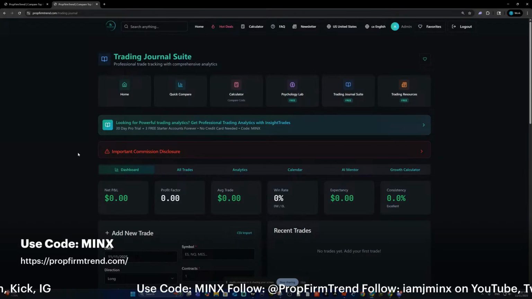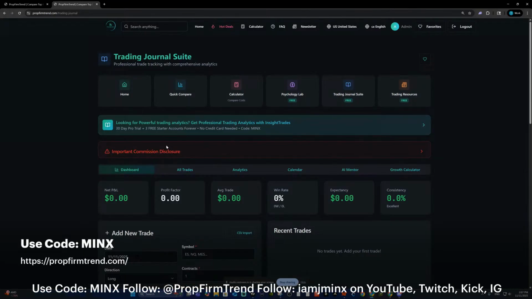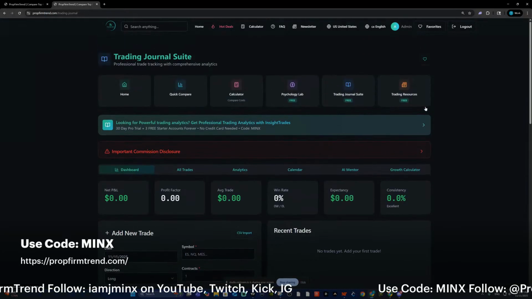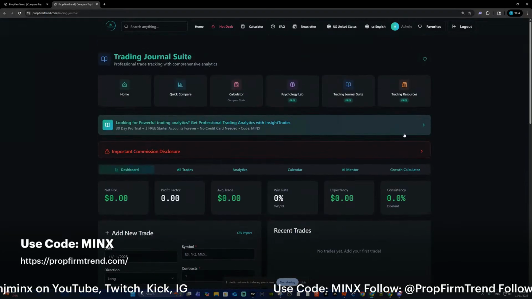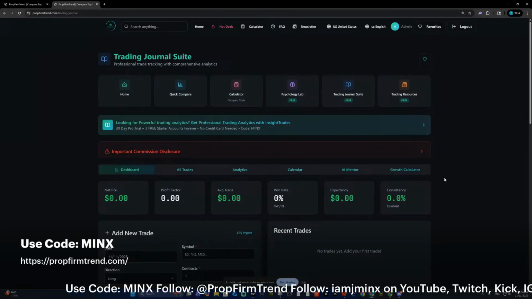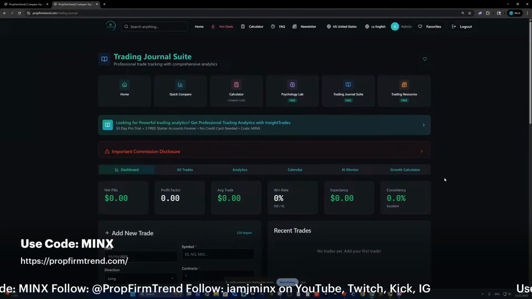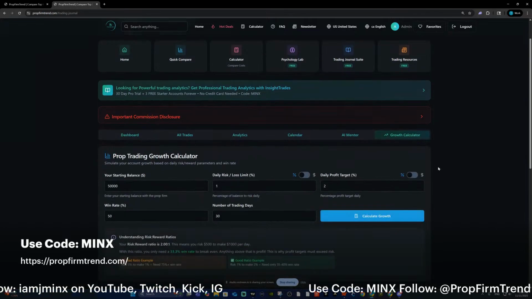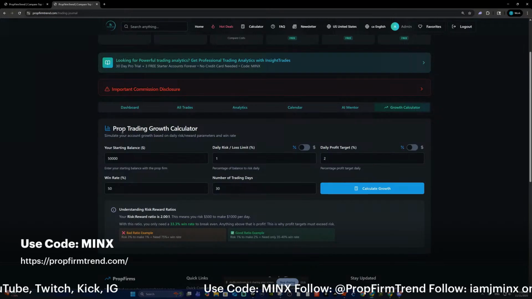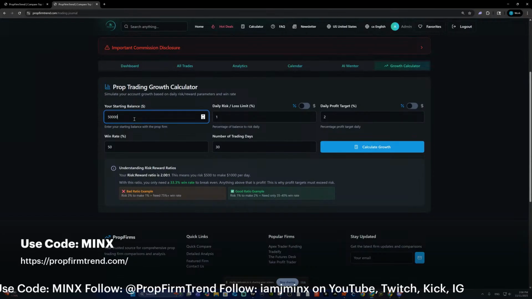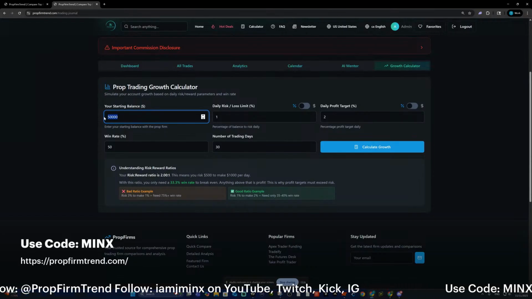So here, you guys, this is a trading journal. This is free. Everything I'm showing you guys is free in here. There's no credit card required, anything like that, okay? So play around with it, get educated. If you want to make a career out of trading, then you need to keep learning, keep growing. So for example, here's a trading growth calculator. It's in the journal suite.